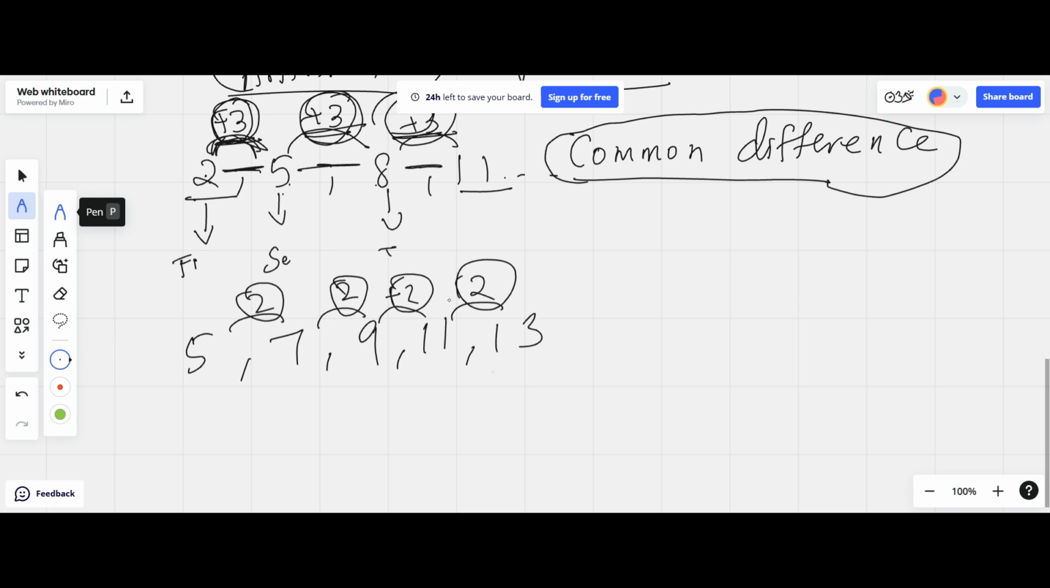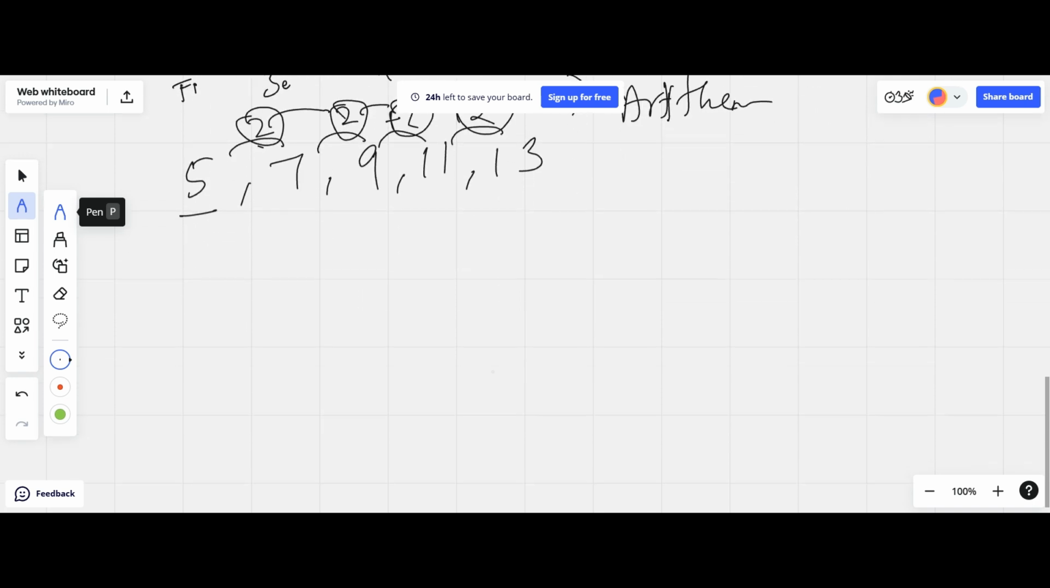The difference between the consecutive terms or consecutive numbers is the same. Consecutive means the next number. If the difference is the same, we call this an arithmetic sequence.